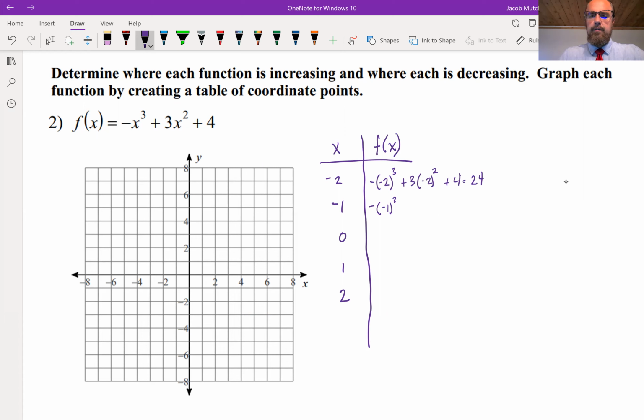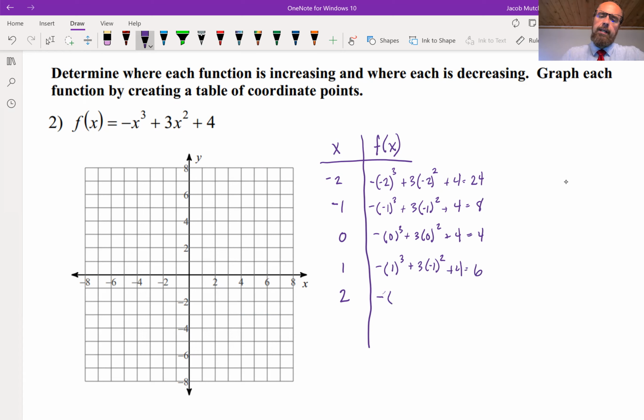-1 cubed has a value of +1, plus 3 times -1 squared. So that's 4 plus 4. This has the value of 8. Now we'll plug in 0. 0 is easy to calculate with because it's going to cancel these first two terms. So that output's just going to be 4. Then we'll plug in 1. 1 cubed is 1, plus 3 times 1 squared. So 1 plus 3 is 4, plus the 4 is going to give us 8.